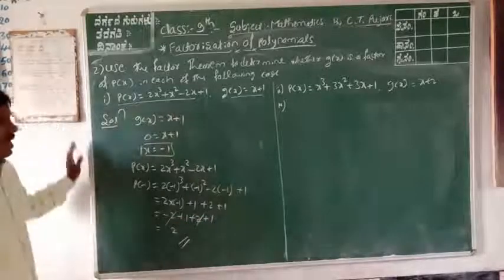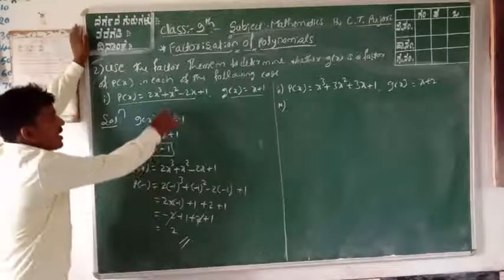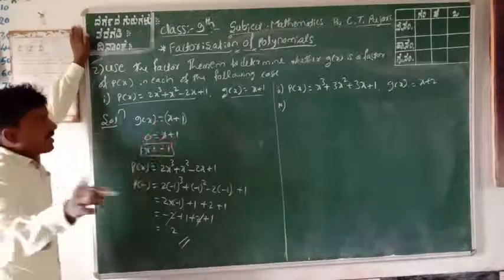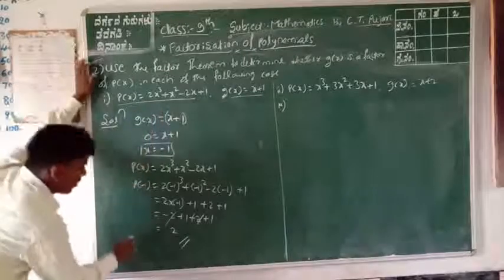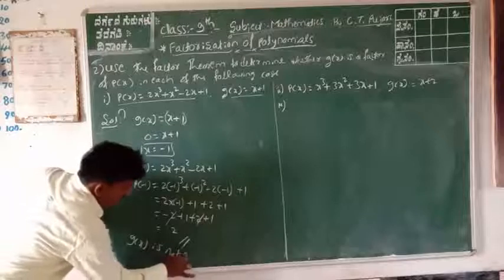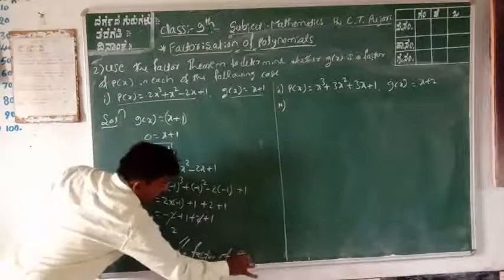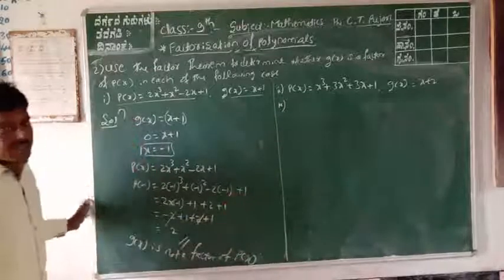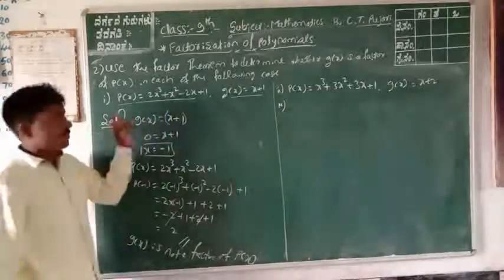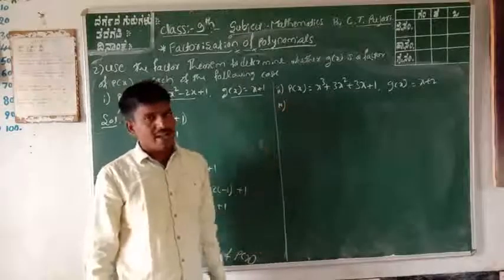Therefore, our condition is what? Your answer is not 0. Therefore, x plus 1 is not a factor of p of x. Therefore, g of x is not a factor of p of x in the first condition. Got it? The first example is over. You can do the second and third ones as homework, the same as this.